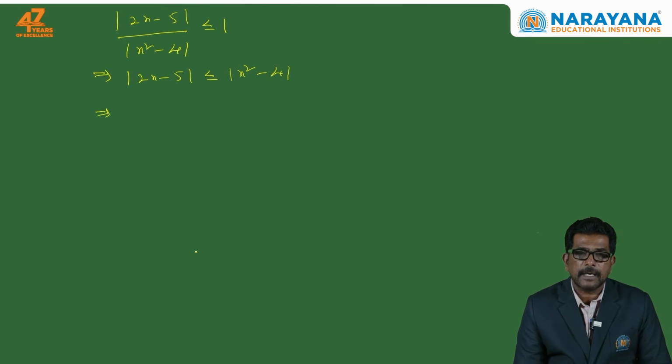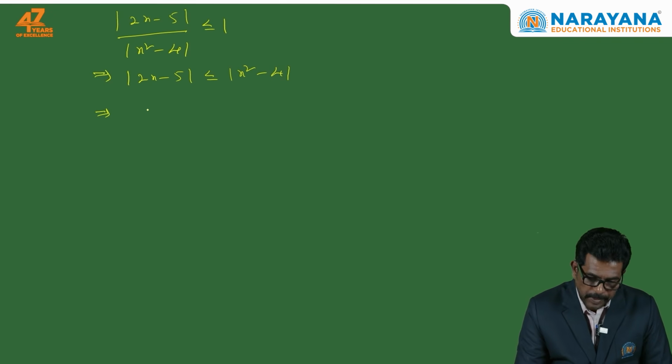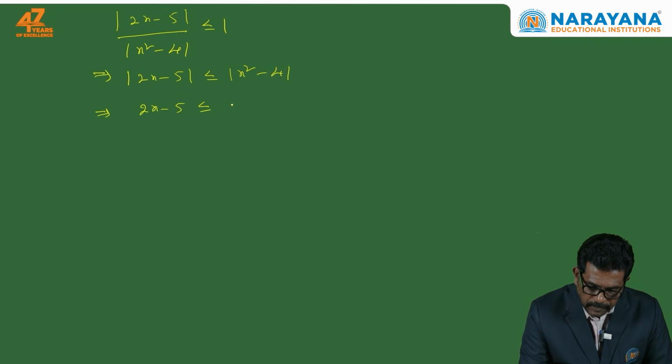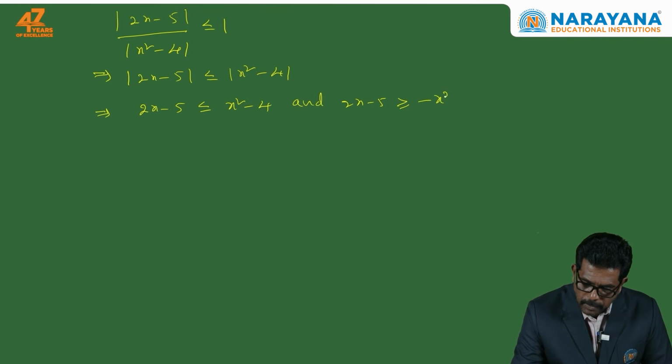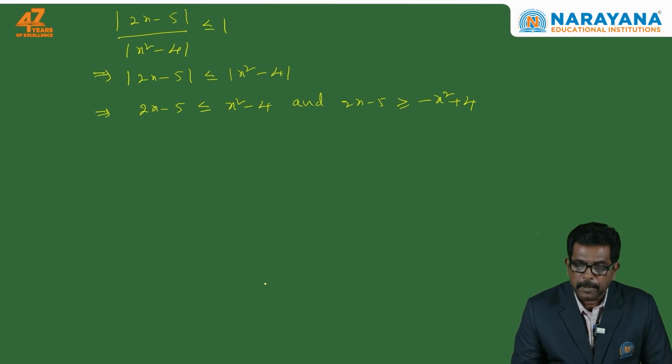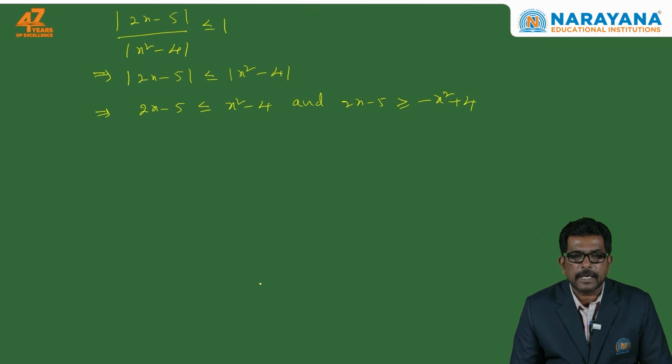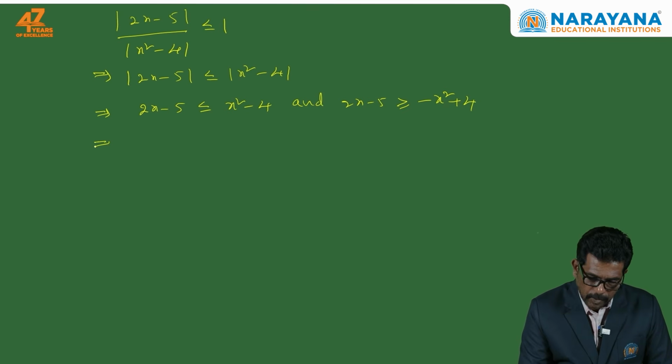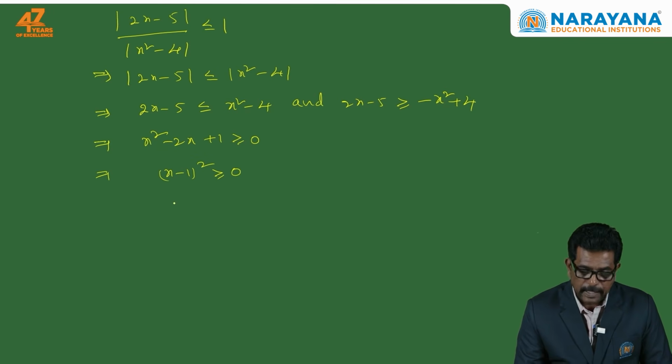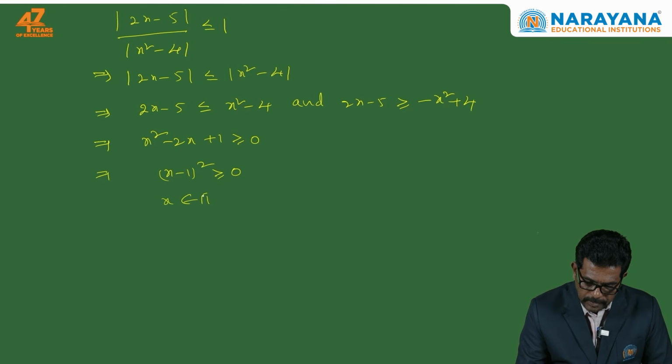Now, here I am using the fact that mod a is less than or equal to mod b means directly 2x minus 5 is less than or equal to x square minus 4 and 2x minus 5 is greater than or equal to minus x square plus 4. By solving these two inequalities, we get the domain of the function. Now to solve these two, here x square minus 2x plus 1 is greater than or equal to 0. It implies x minus 1 whole square is greater than or equal to 0. This is true for all real numbers. So, in this case, x belongs to R.